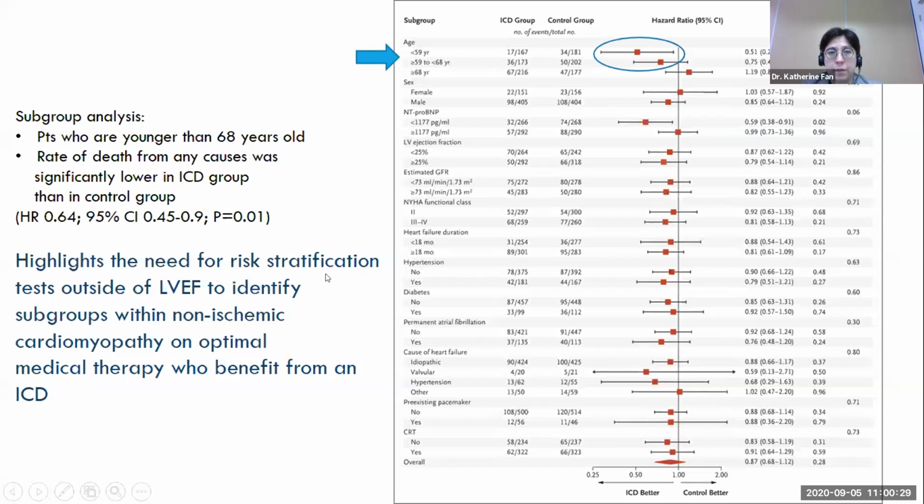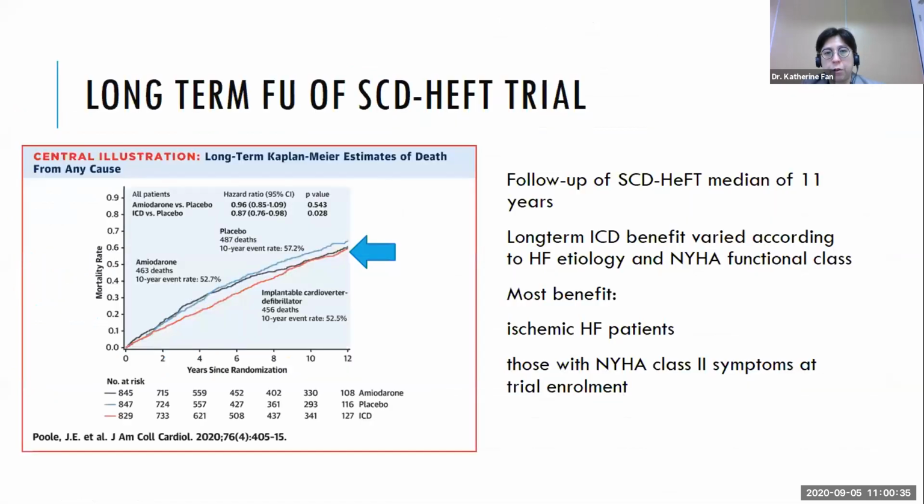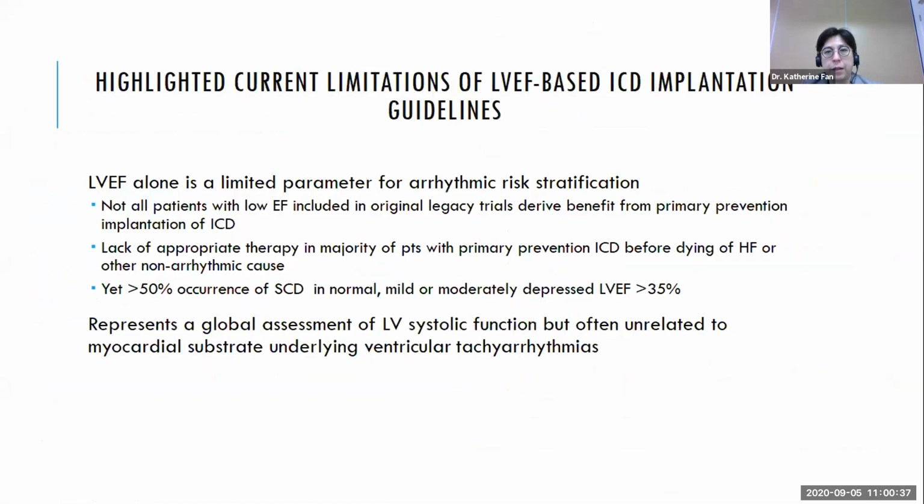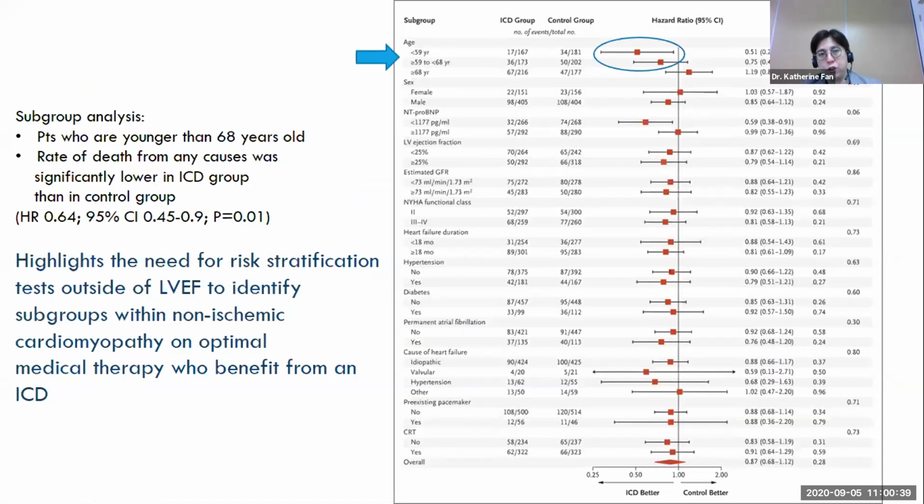The 2017 guideline actually acknowledged the Danish study, but they went on to say that there are other meta-analyses which do favor ICD in non-ischemic cardiomyopathy, and that's why they still keep the current recommendation as stated.